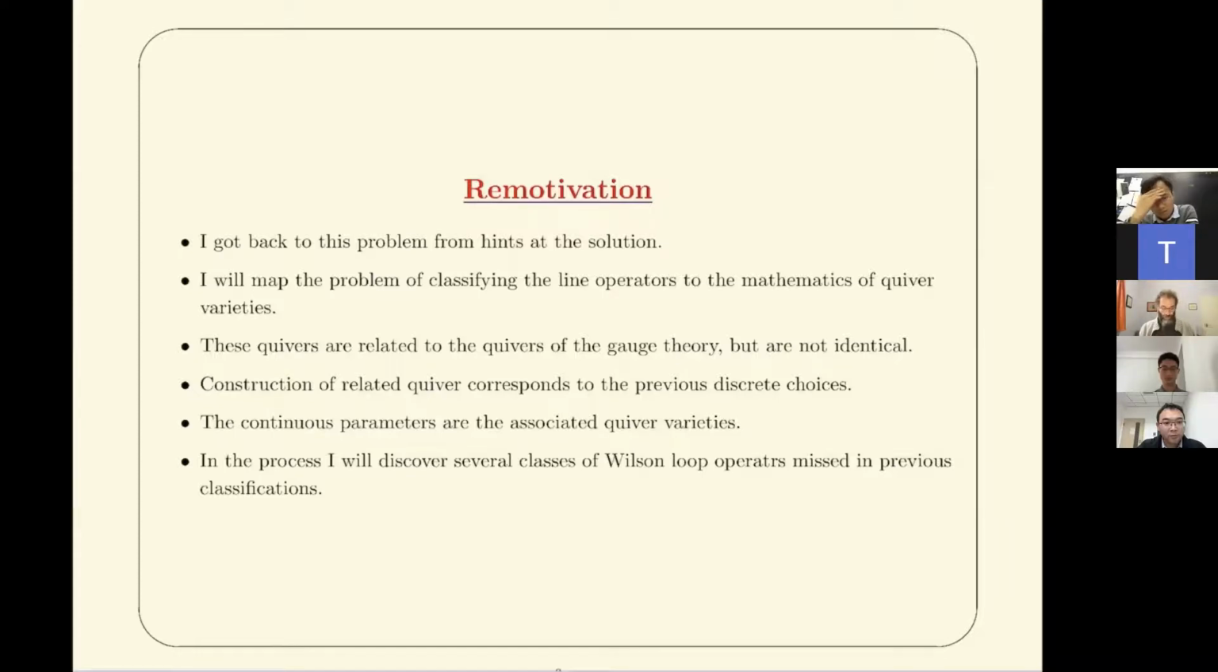As I said, it's quiver varieties. And what we get is we start with a gauge theory, which is described by a quiver diagram. We take this quiver diagram and modify it in some way to get a quiver describing the line operators. This choice of quiver is actually what was the discrete set of choices in the previous constructions. And then the quiver varieties are algebraic, they are some manifolds, and the continuous parameters live on these manifolds.